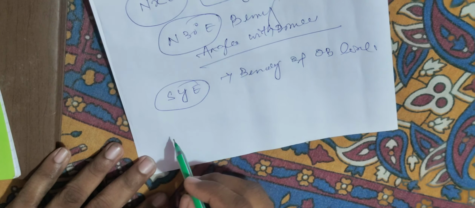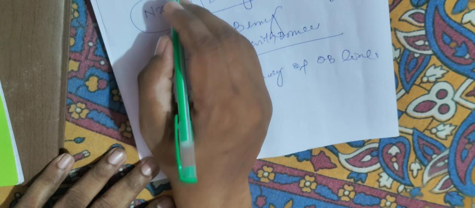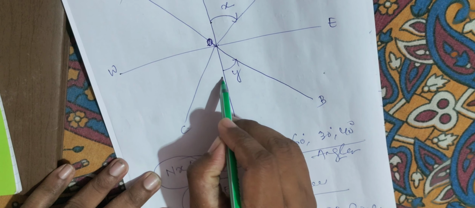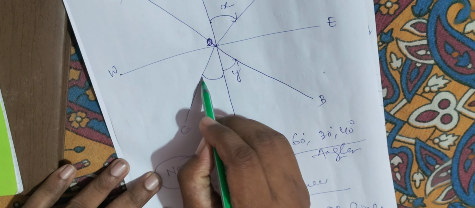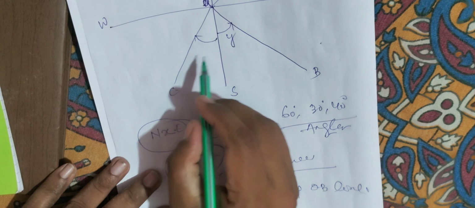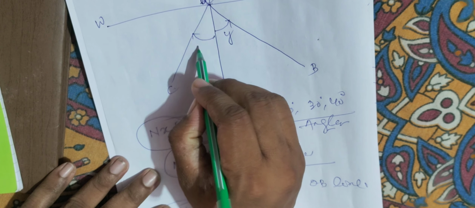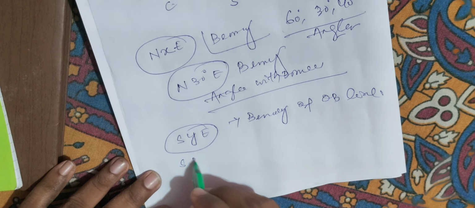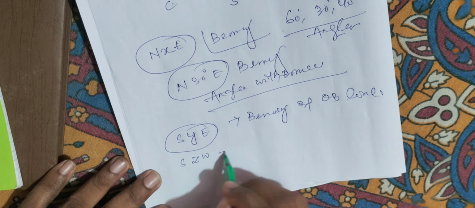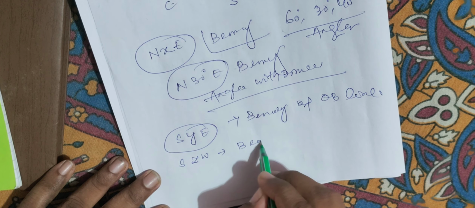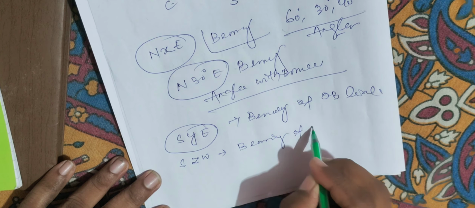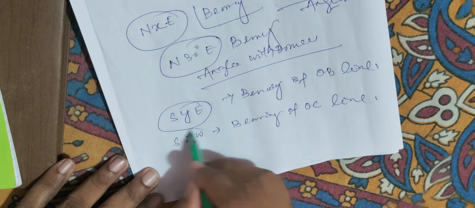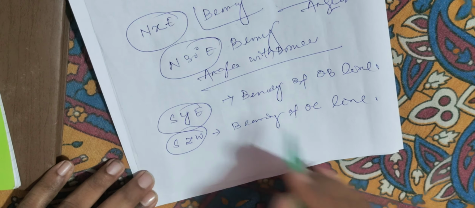Okay, we'll proceed towards the OC. So OC means this side, again it will start from south to west. That means if this is Z, so this one is south, Z, west. That is the bearing of the OC line. Clear my point? So that is all about the bearings.